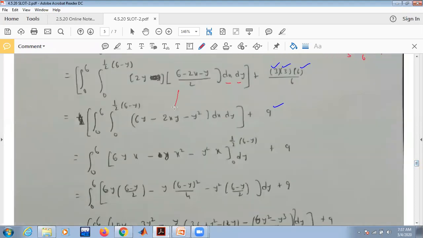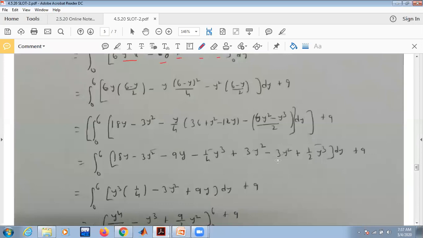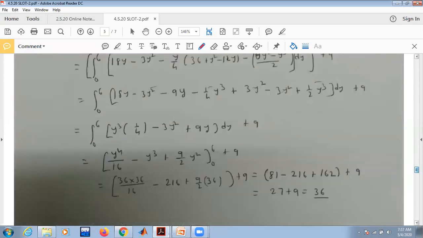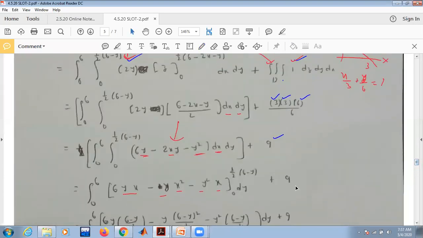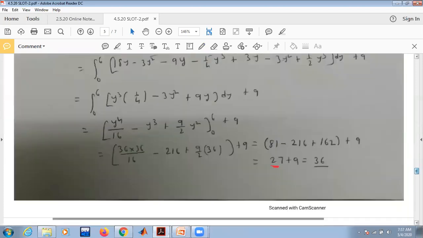After simplification you get this, and integrate with respect to x. The y integration is yx, the x integration is x square by 2. The 2 gets cancelled, x square into y square integration is y square into x, and substitute the limits 0 to 6 minus y by 2. Then substitute these limits in place of x, then everything will be in terms of y. Again integrate, simplify this, integrate with respect to y. You will get 27 as the value of the first integral. The second integral value is carried forward. The second integral value is 9. So the first integral value 27 plus the second integral value 9 is equal to 36.